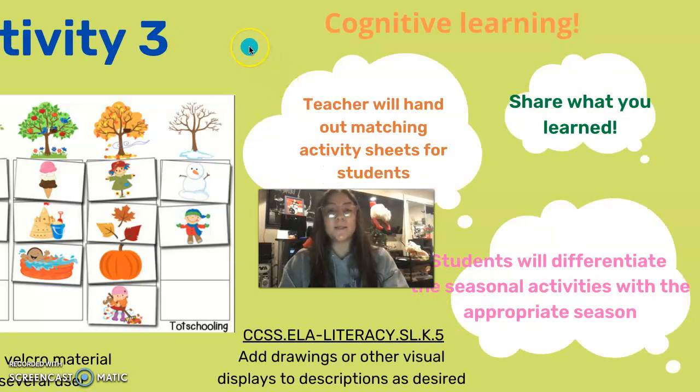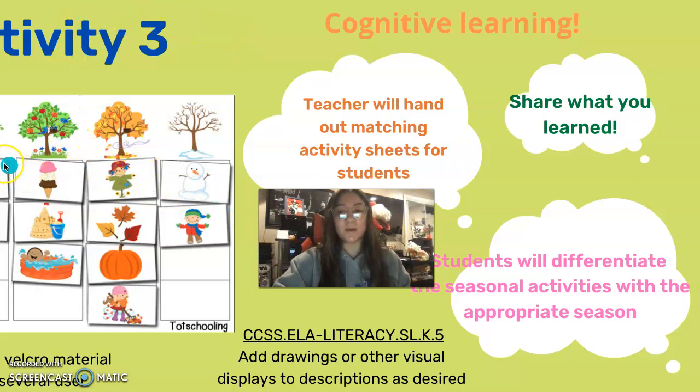Activity 3. This activity gets the students' cognitive learning going. It is a matching activity, and here we have our 4 seasonal changes within our trees. So we have spring, summer, fall, and winter. And for multiple uses of this activity, I would Velcro each small piece onto the piece of paper so they can match the seasonal activities with the appropriate season.